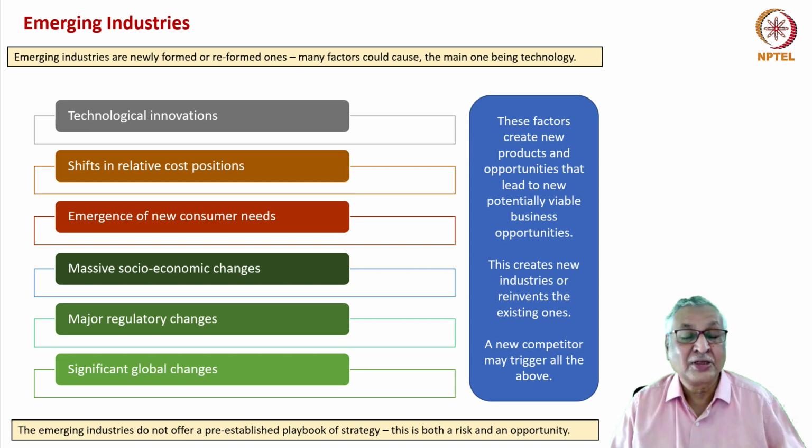The second reason for emerging industries is the shift in relative cost positions. Once upon a time, solar energy was prohibitively expensive. Therefore, it could not be an emerging industry. But in terms of the direction, it was an emerging industry. But when the solar module costs precipitously declined, that industry became very viable for replacing the established fossil fuel industry in the energy sector. So the shifts in relative cost positions caused the emergence of new industries.